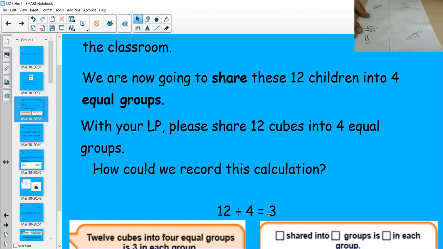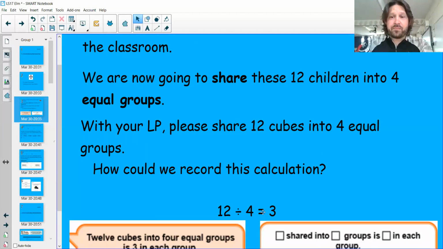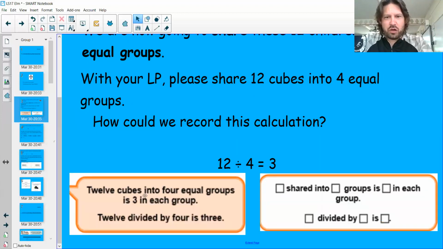Now, if I had something like this, that wouldn't work because there's only 2 in there. But because I've used my systematic approach, I'm able to know that that's accurate. So 12 divided by 4 is 3. You can see here, 12 cubes into 4 equal groups is 3 in each group. 12 divided by 4 is 3.